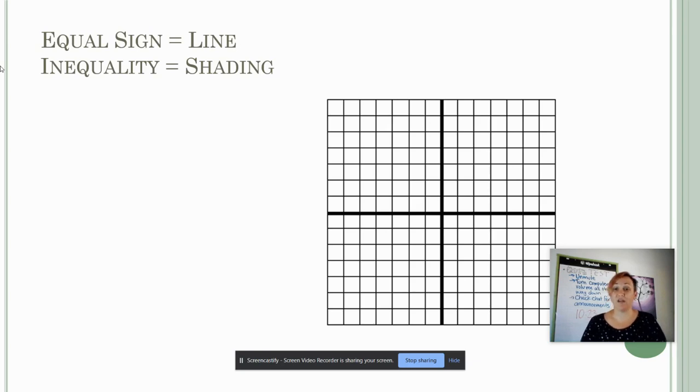Because we're graphing an inequality, we will no longer be graphing just a straight line. We will also be coloring in about half of the graph. This is called shading. So when you see something with an equal sign, you're just going to draw a nice straight line. But if you see something with a less than or a greater than, you're going to need to go a little bit further and also shade. Let's do an example.